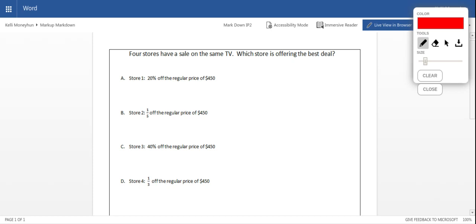Okay, so I'm going to do store one and store two with you, and then you're going to be on your own. All right, so what we're doing here is it says that we have four different stores and they're selling the same TV, but they have different sales going on. Okay, so which one should you buy from? Which one is the cheapest price in the end? Okay, so let's look at store one. It says store one is 20% off the regular price of $450.